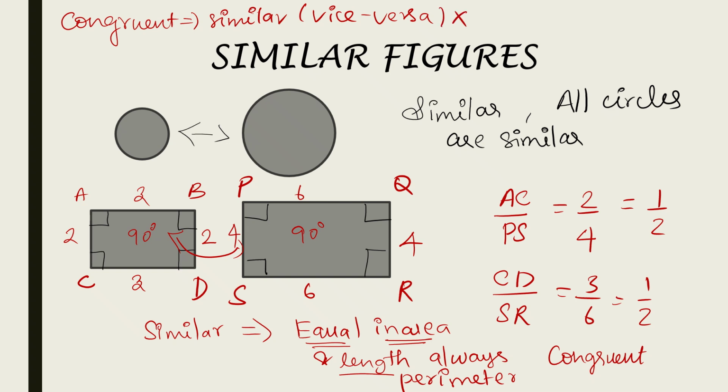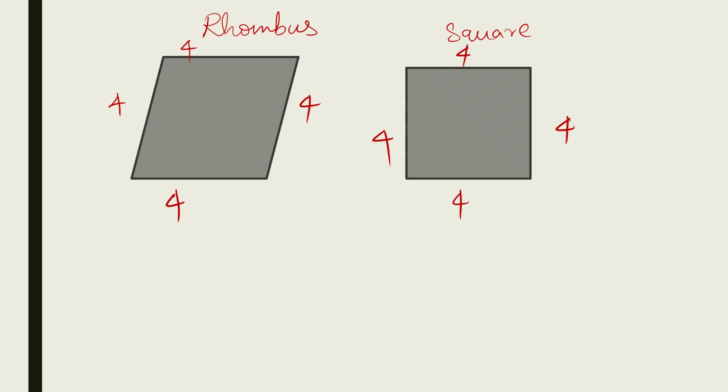Let's see a few more examples to understand similar figures. Here there are two figures. This is a rhombus and this is a square. Here all sides are 4 centimeters. Here also all sides are 4 centimeters. Does that mean they both are similar? No, because angles are not equal. When angles are not equal, they both are not similar.